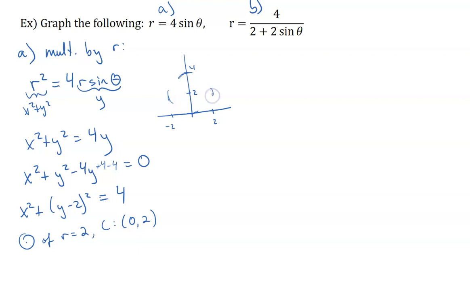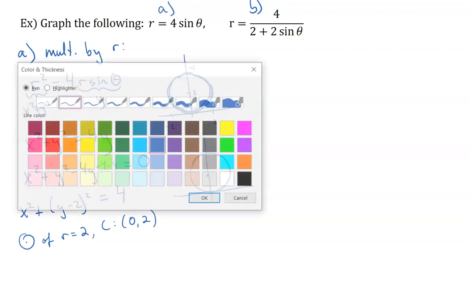Do my best to draw this in a somewhat circular fashion, which is not easy with this pen. Okay, so something like that, not quite circular, but you get it. If you're graphing circles, here's a trick. If you start with the circle and then put the axes on top of it, it looks a little bit nicer, okay? But I did not do that. All right, so there's the graph for the first one.